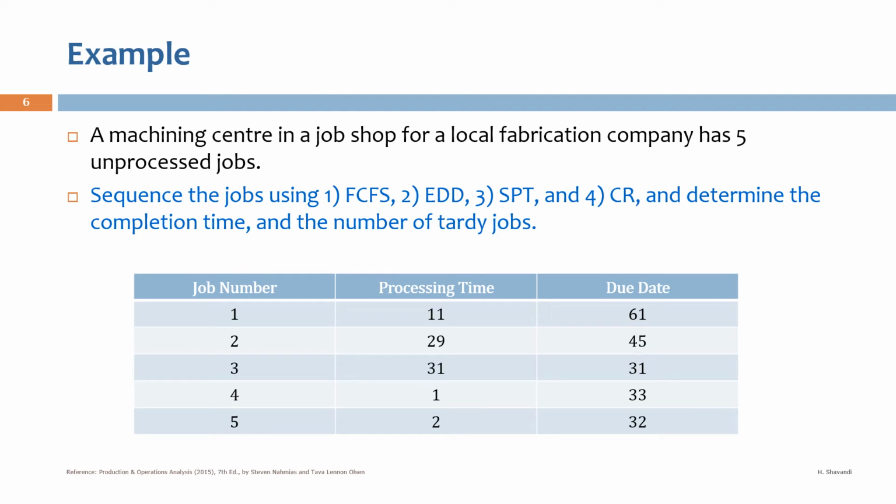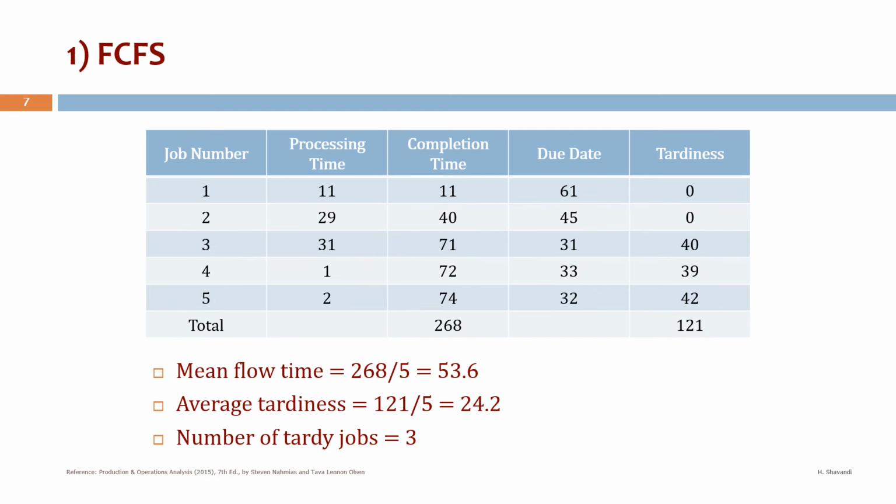Let's have an example here. We assume that we have a machine and 5 jobs. These are the jobs, and we have the processing times and also the due dates. We want to schedule these jobs using the 4 methods of FCFS, EDD, SPT, and CR. Let's start with FCFS. Here we assume that the numbers we assign to the jobs are based on their arrival, so job number 1 is the first arrival, the second arrival is 2, and so on.